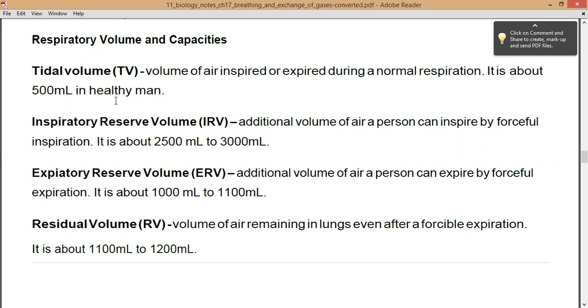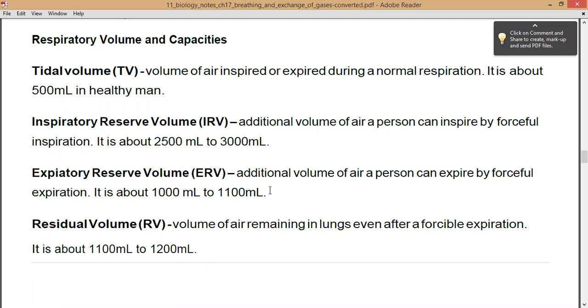So this much volume of air is inspired or expired during breathing, or we can say respiration. Now, inspiratory reserve volume, that is IRV, is the additional volume of air a person can inspire by forceful inspiration. If you are forcefully inspiring, you are definitely going to inspire more atmospheric air. So the inspiratory reserve volume is how much volume of air a person can forcefully inspire into the lungs.